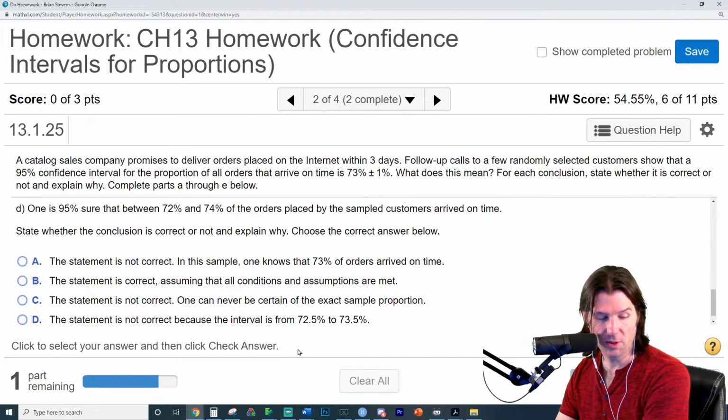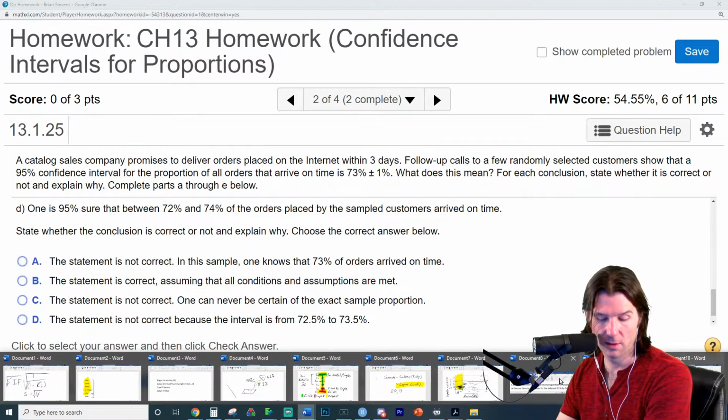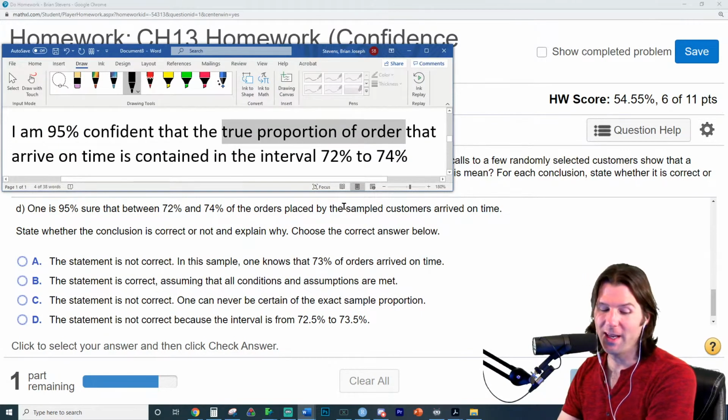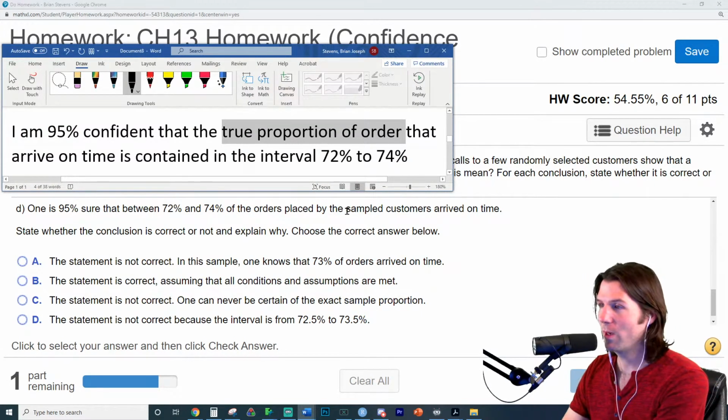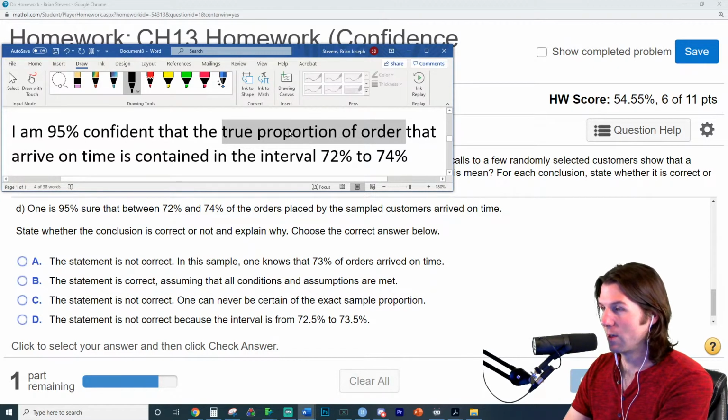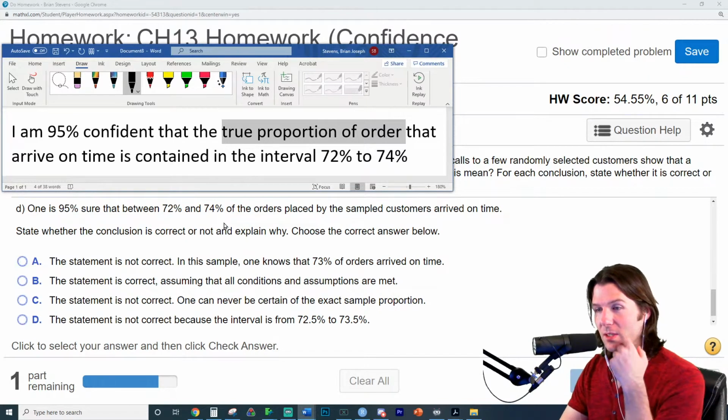One can be 95% sure. Ooh, this sounds good to start. Oh, man, look at that. It did so well. It shouldn't be by the sample customers. It's by all customers. But notice the error right here. It gives the interval. And that's because it just explained the random sample.